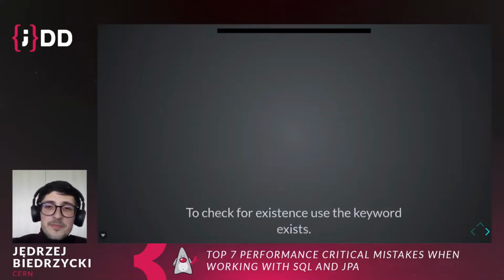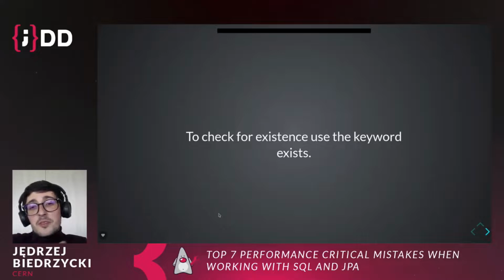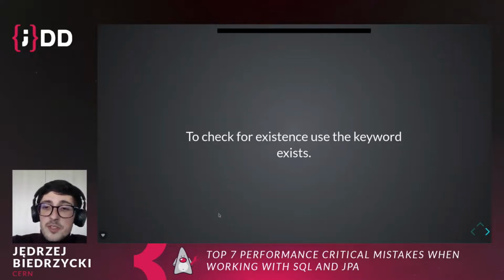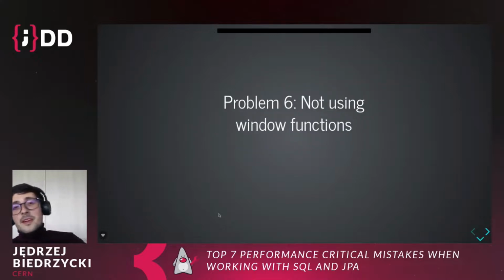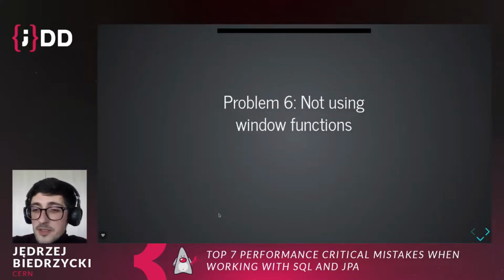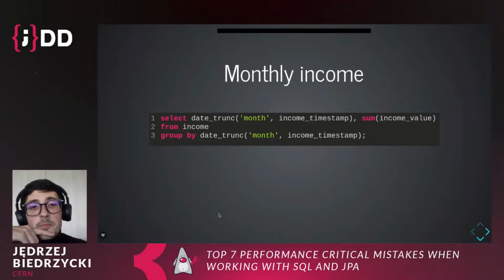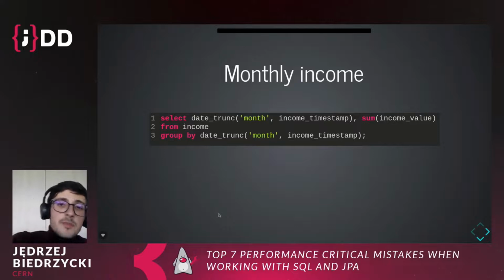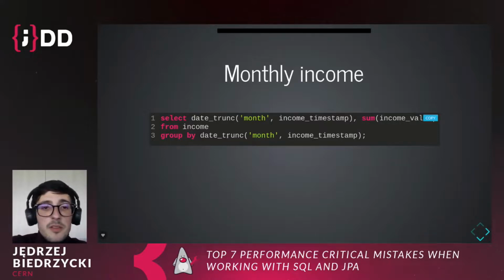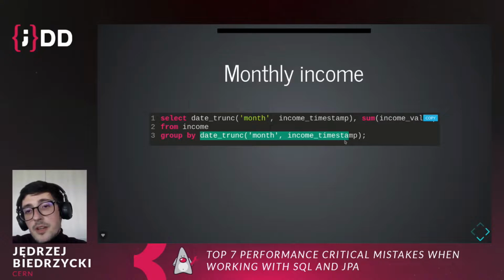So if you'd like to check whether something exists in the database, remember there's a proper keyword for that. And now the last problem I'd like to tackle is not using window functions. Let's start with a simple example. We have an income table and we would like to calculate the income for each month. That's pretty easy. We need to group by month, so we truncate every date to the month.